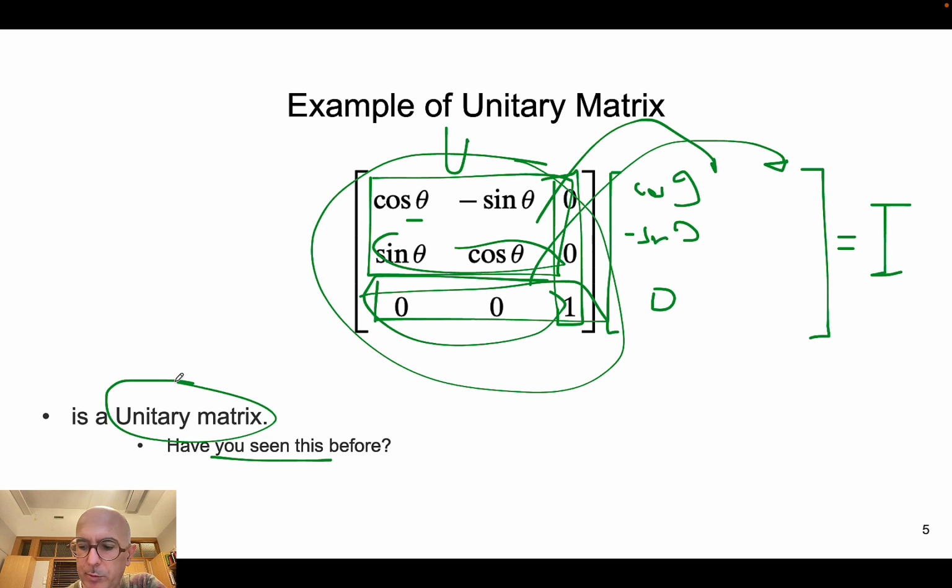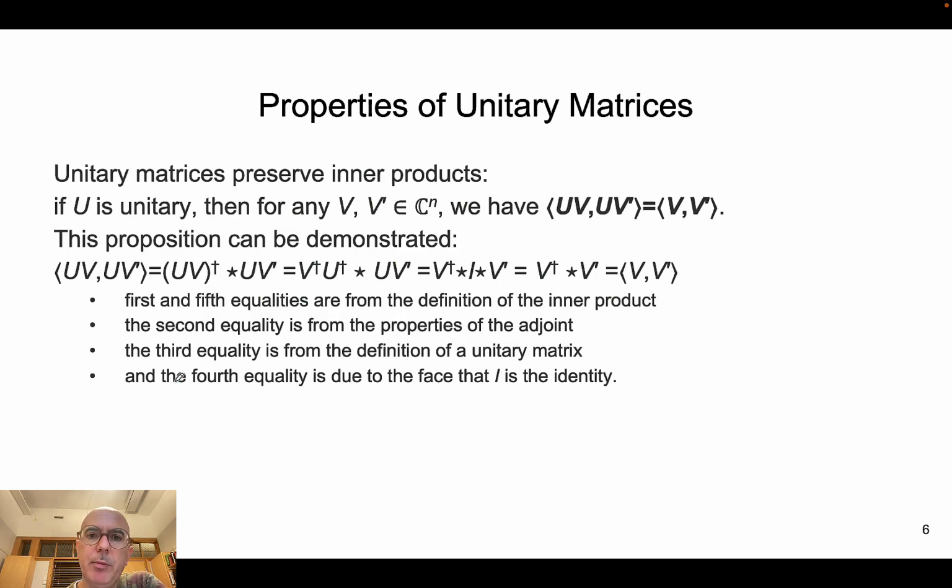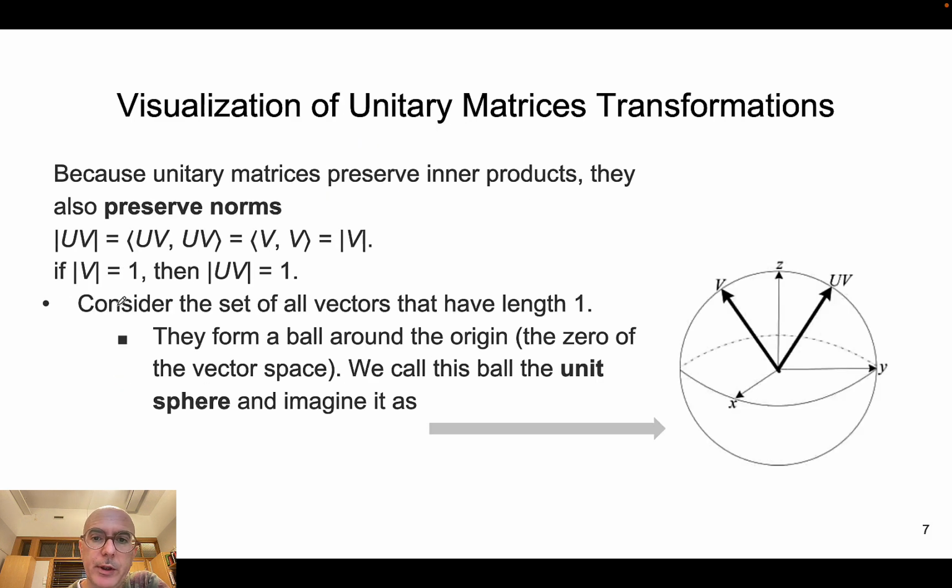to which we apply this transformation. Unitary matrices have a bunch of properties. For instance, they preserve inner products, and this is just a more formal way to express what I told you before in a more informal way, that they preserve the space. This can be easily demonstrated by applying a number of properties that we discussed in the previous lecture. So this is a more formal demonstration that unitary matrices and the associated transformations preserve the geometry.